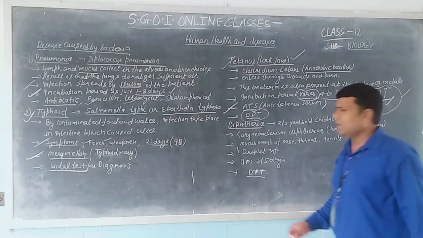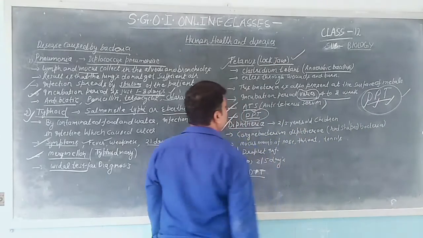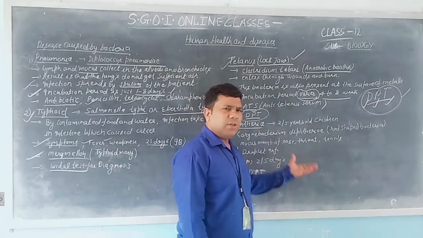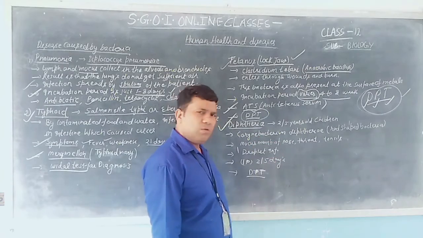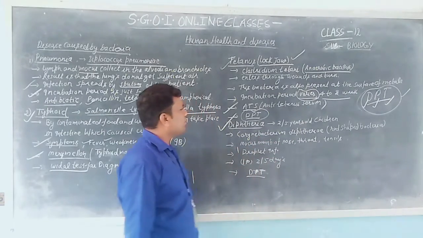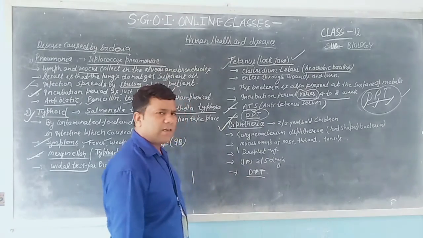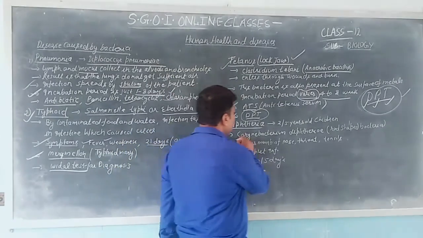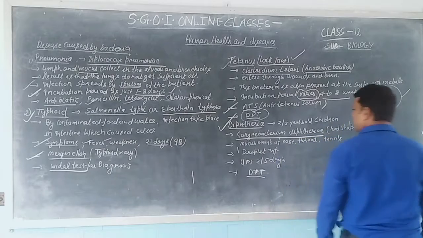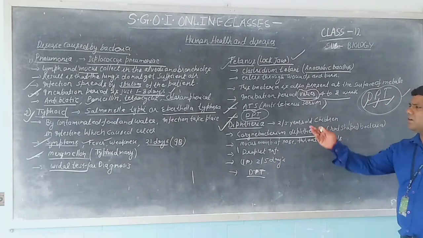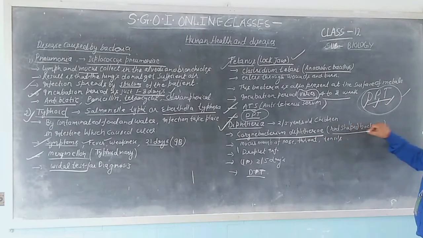Now we come to another disease known as diphtheria. It actually occurs in 2 to 5-year-old children. This disease happens in children, and the causative agent is Corynebacterium diphtheriae. Corynebacterium diphtheriae is the causative agent of diphtheria, and it is a rod-shaped bacteria.